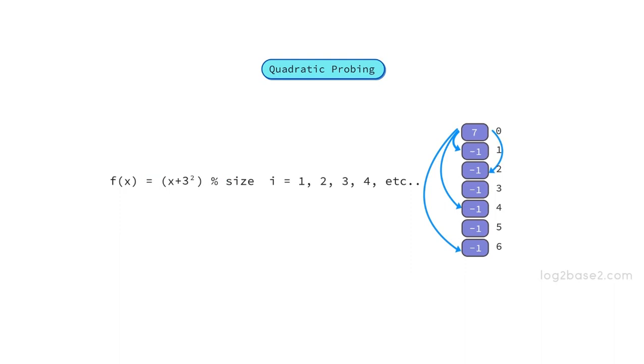So in quadratic probing, if any collision occurs, the formula to calculate the new key value is f of x equal to (x + i square) mod size, where i equals 1, 2, 3, 4, etc. So there is no chance of clustering and it will make the searching process easier. Also, finding the next available index will also be easy in quadratic probing.